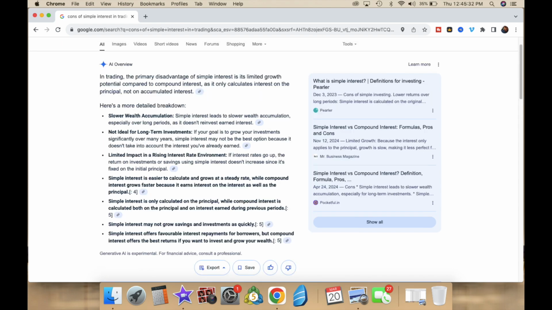As far as the cons for the simple interest, in trading, slower wealth accumulation is not ideal for long-term investments. It's limited impact in a rising interest rate environment. So yeah, it gives like a list of cons. I guess the slower wealth accumulation is just because the lot size never increases whenever your account increases. So you're not really beating inflation because that's one of the major things about compound interest in trading. You will be able to beat inflation if you are constantly increasing your lot size as your account grows.